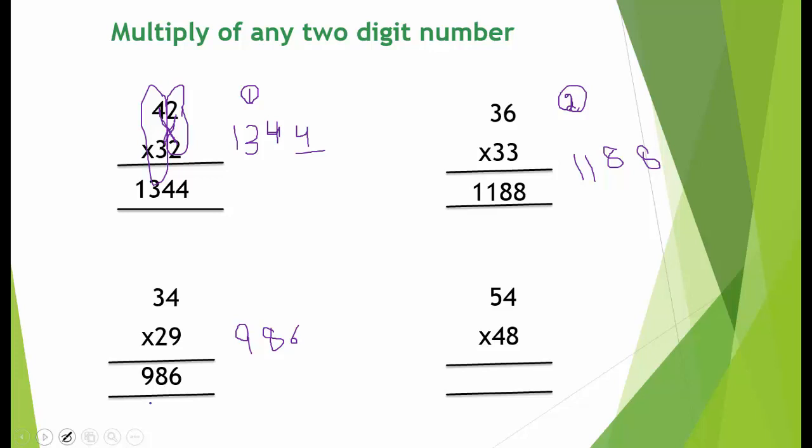Now next, 54 into 48. So 8 4s are 32, 3 in carry, 8 5s are 40, 40 plus 3 is 43, and 4 4s are 16. 43 plus 16, that is 59. 5 in carry, 5 4s are 20, 20 plus 5 is 25. So 2592 will be the answer.